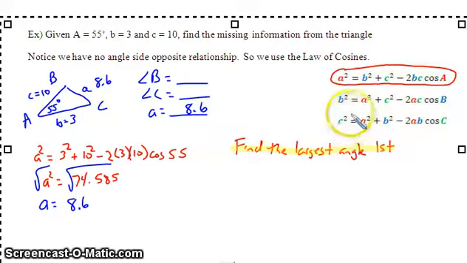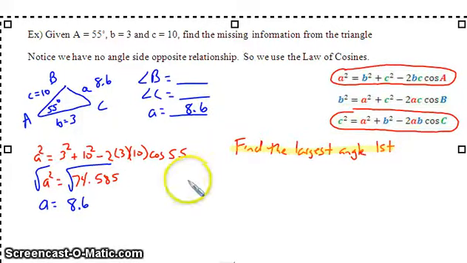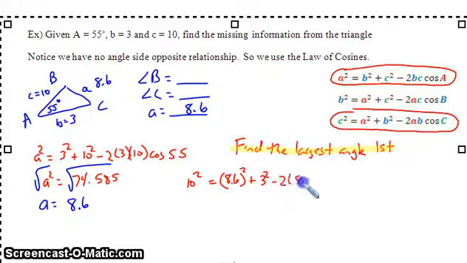And so to find C, I'm going to want to use this version of the formula. So I would say C squared, which is 10, is equal to A squared, 8.6 squared, plus 3 squared minus 2 times 8.6 times 3 times the cosine of C, which is what I'm trying to find.